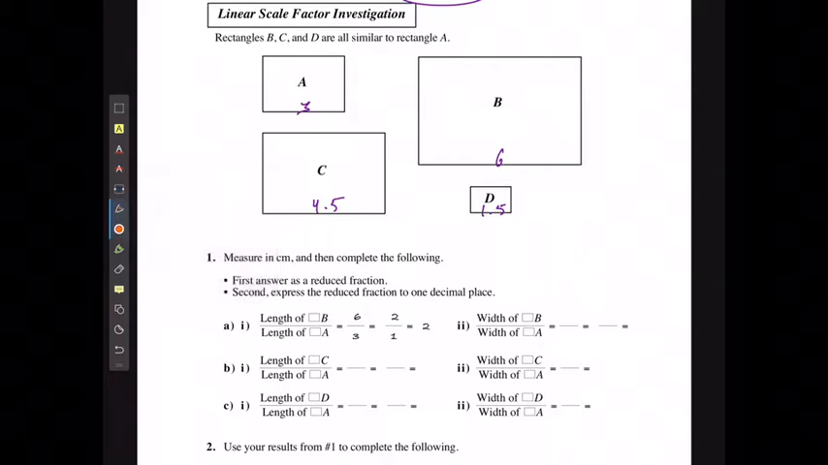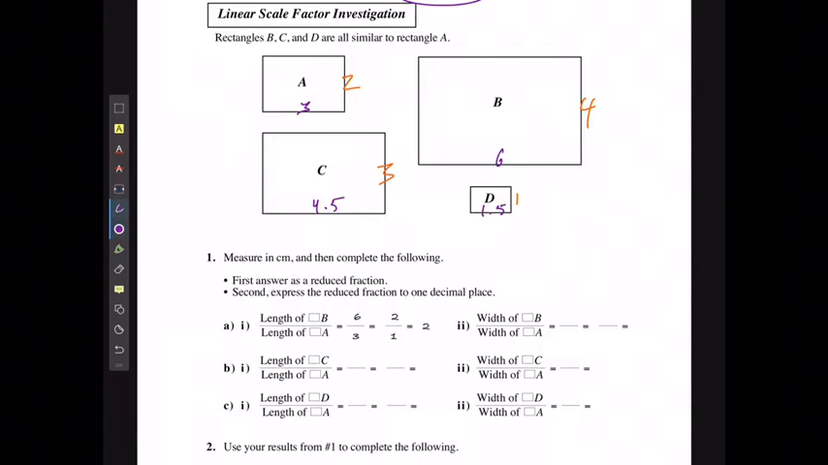If I measure out the widths, the width of A is 2, the width of B is 3. Oh, sorry, the width of B is 4, not 3. The width of C is 3, and the width of D is 1. So now I can use this for all of my ratios.